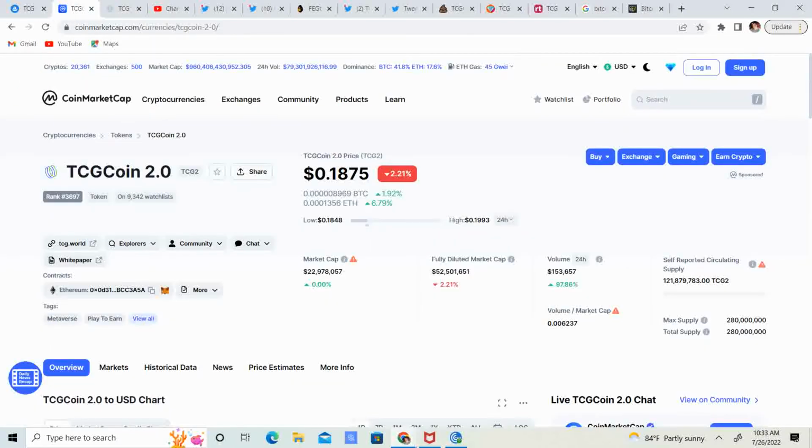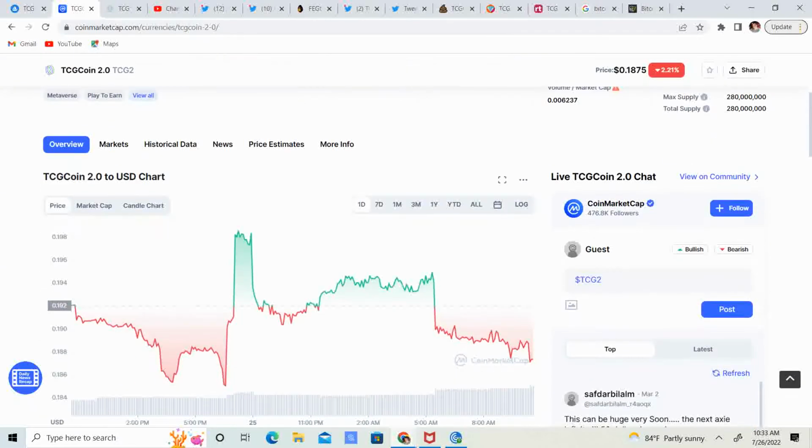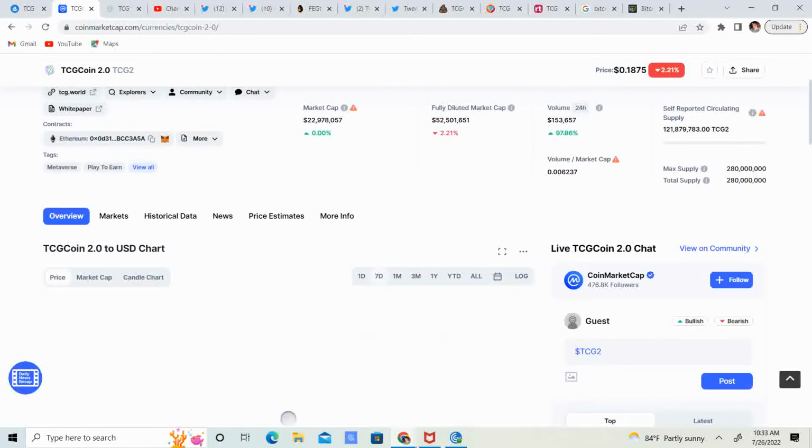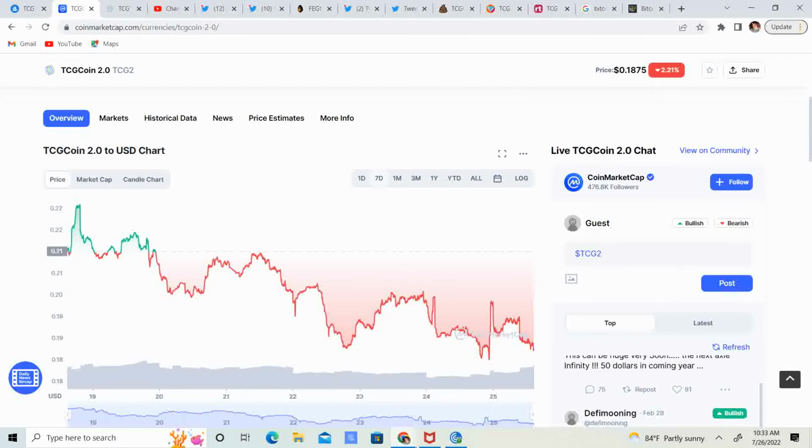The price of TCG coin 2.0 is 18.75 cents. We are down 2.21 cents for the day. For the 7 day chart, as you can see, it looks like we're going in a descending wedge, or descending area right there, with lower lows and lower highs.